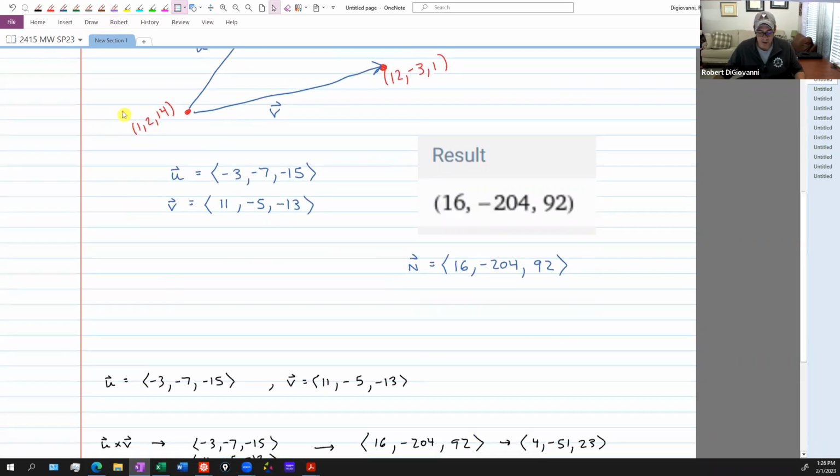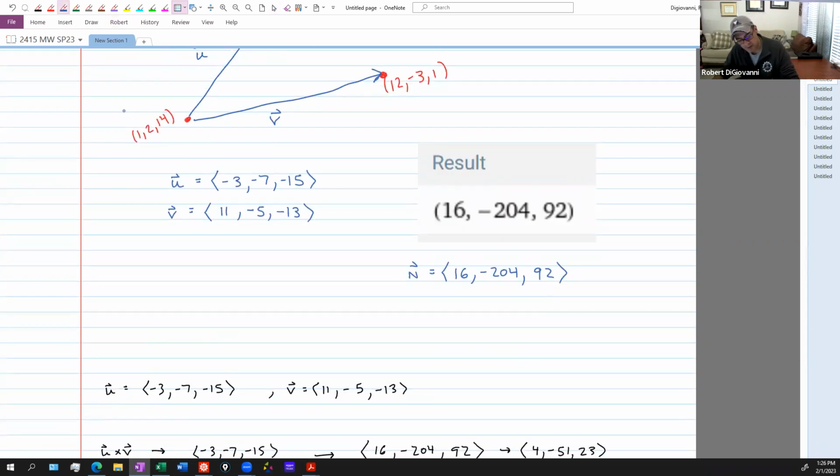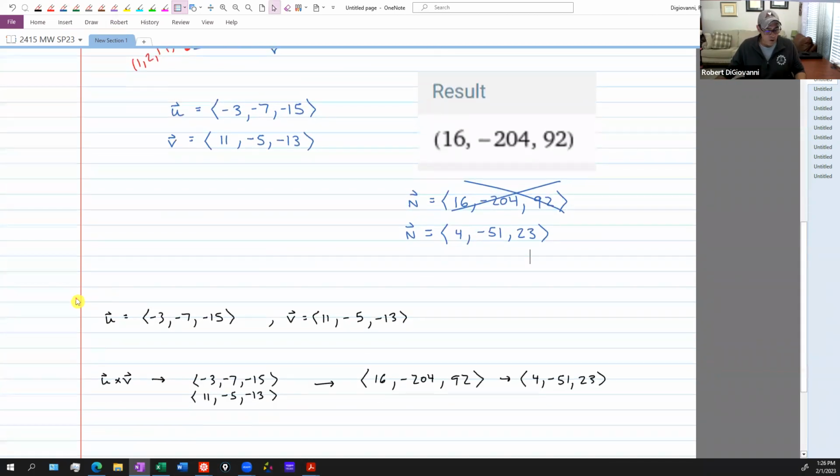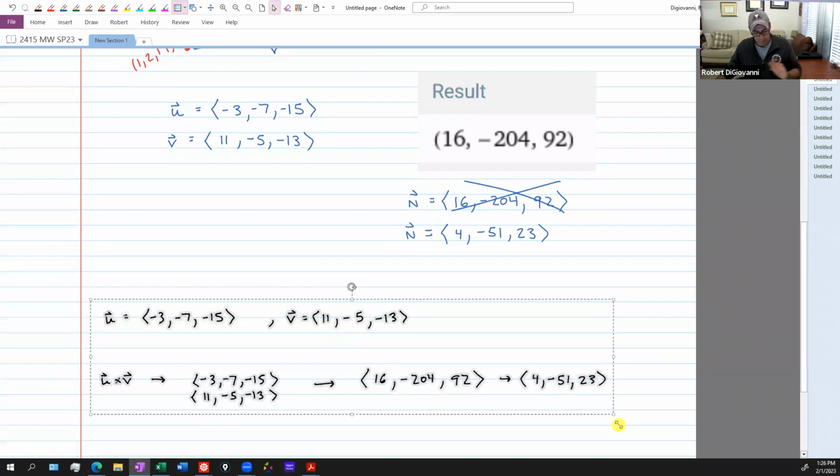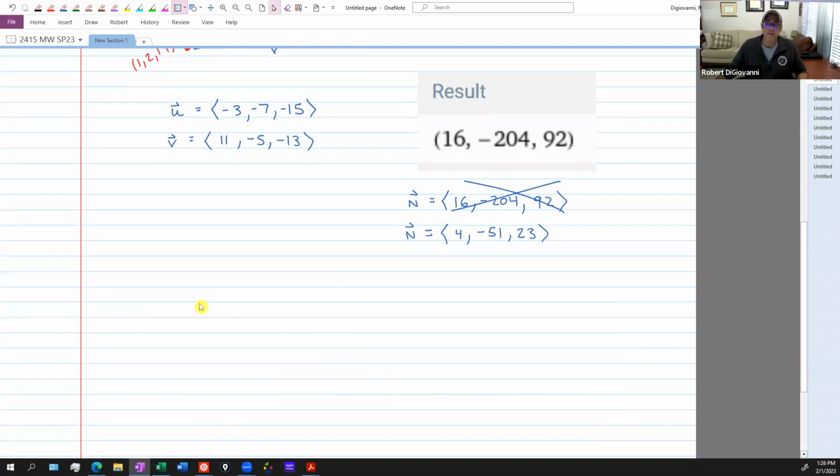So I'm going to go ahead and scale the vector. Dividing everything by 4, my new normal vector is 4, -51, and 23. I'm only doing that to keep my numbers small. That's all. You could have stuck with those numbers. All right, that's my normal vector.